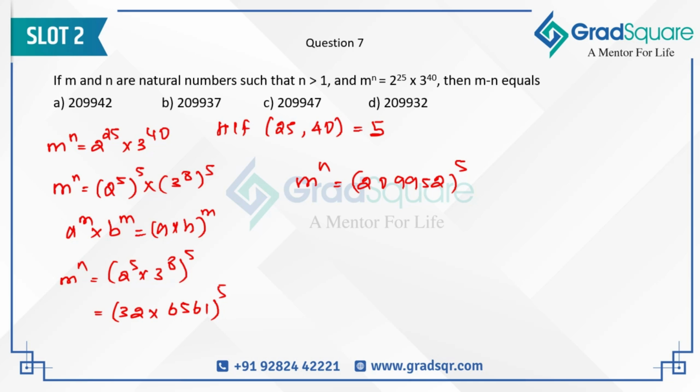Now we are required to calculate the value of m minus n, which is equal to 20,992 minus 5. So the answer will be 20,947. So option C is the answer for this question.